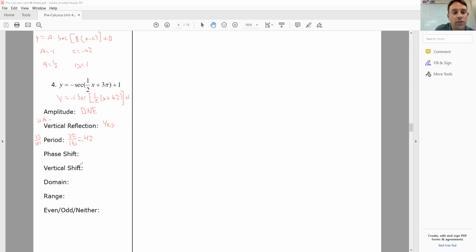Phase shift, we have -6 pi. So we're going to go left 6 pi. Vertical shift, we went up 1.